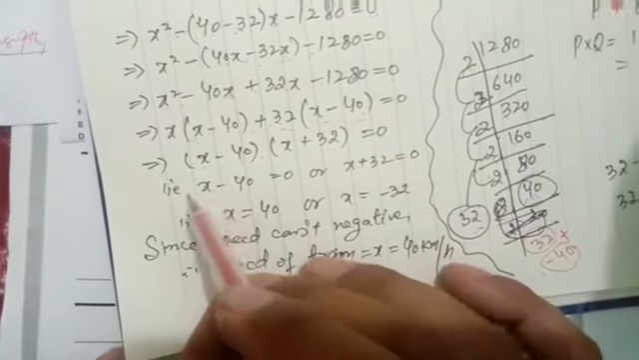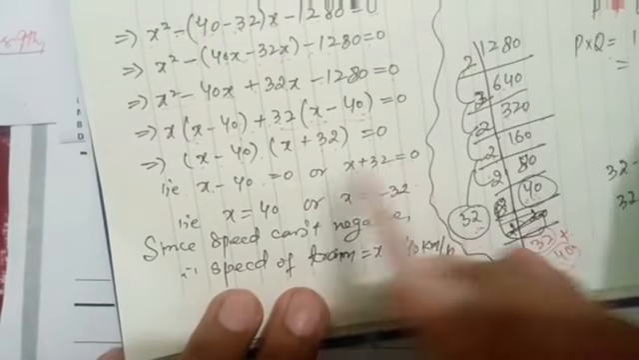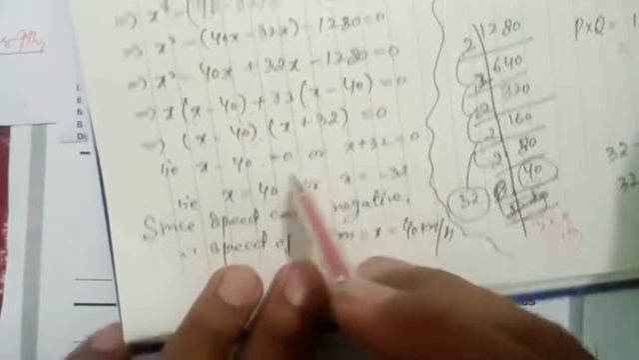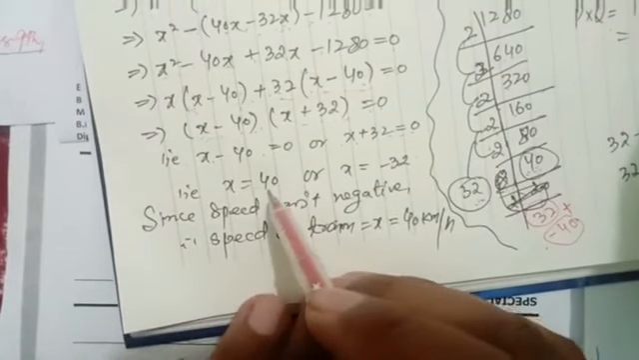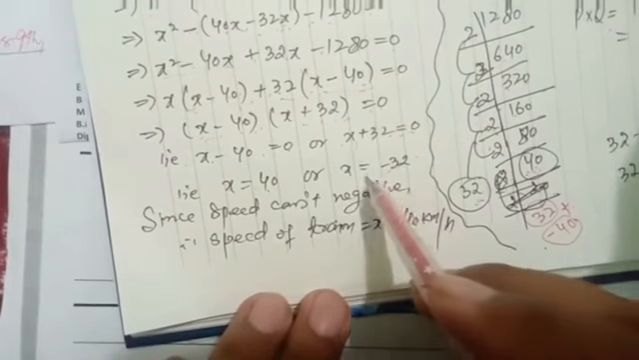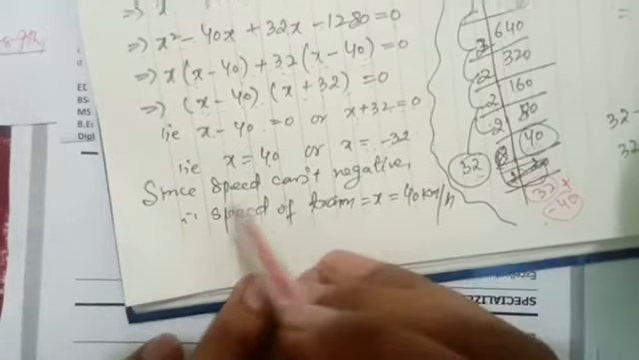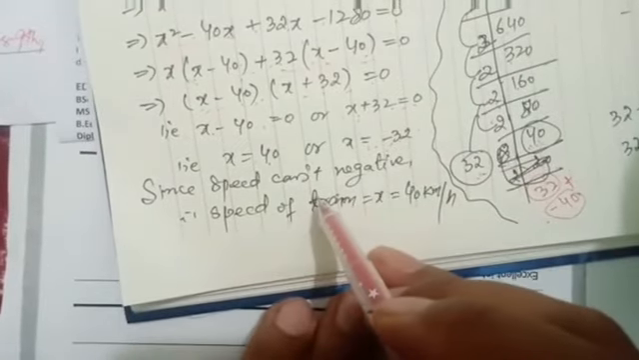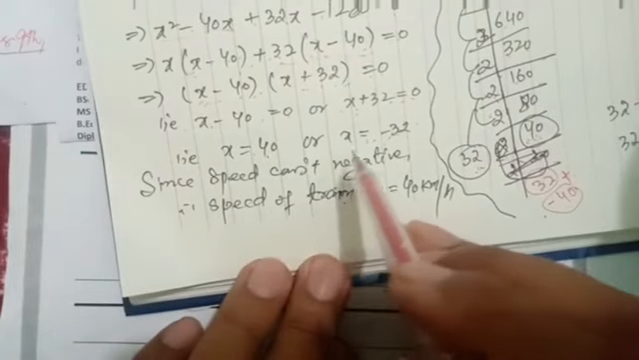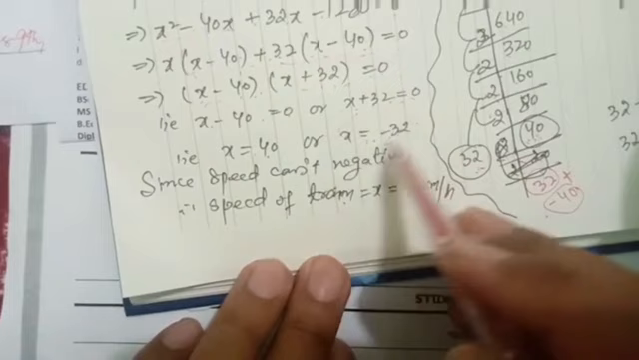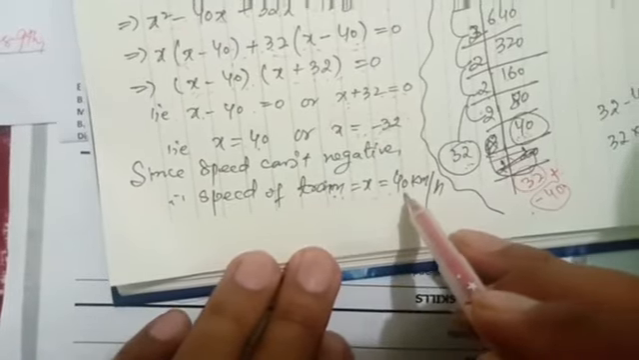That's x minus 40 is equal to 0, or x plus 32 is equal to 0. Either this term is 0 or this term is 0. So I will get x is equal to 40 because this minus 40 will become positive, and x is equal to minus 32 because this 32 on transposition will become negative. Since speed cannot be negative, speed is a scalar quantity, it is never negative. Therefore for the speed of the train, we can neglect this value. X has two values, but we can neglect the negative value. Therefore the speed of the train is 40 km/h.